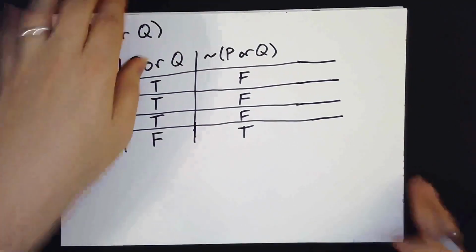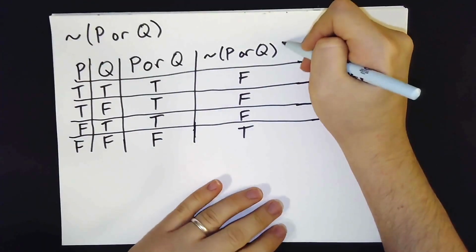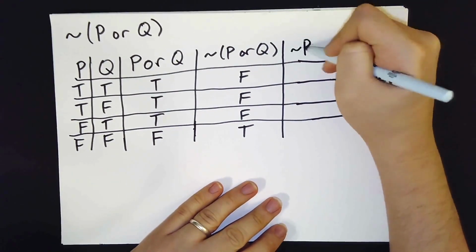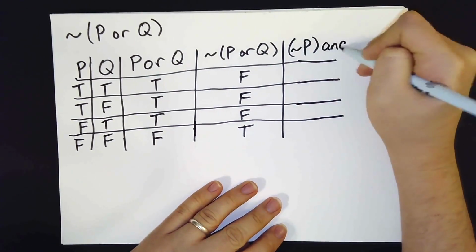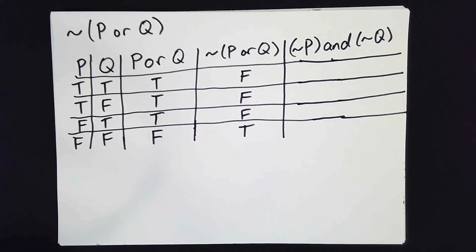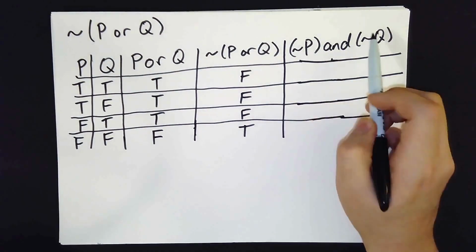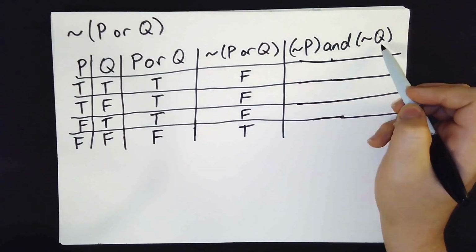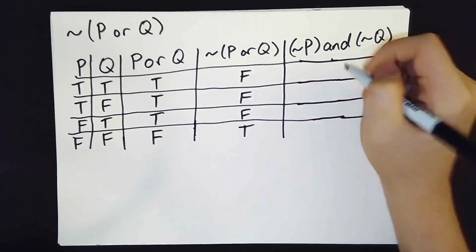Namely, this is actually the same thing, and I'll let you check this. This is the same thing as not P and not Q. So again, how do you check this? Well, I look over here. If P is true and Q is true, not P is false, not Q is false. False and false is definitely false.